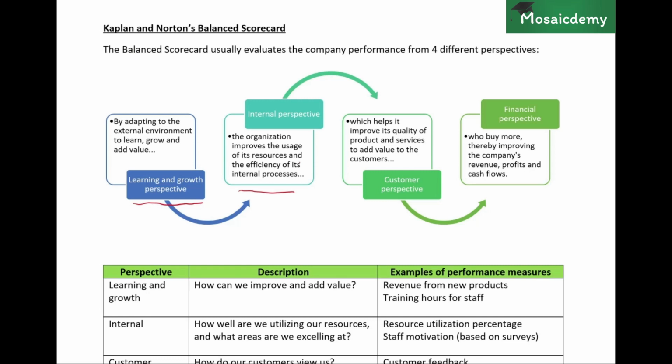After that, this helps the company improve the quality of its product and services and add value to the customers. So this gives us the customer perspective, right? How do the customers view the company? And all of this, if done properly, will eventually result in the customers buying more, improving the company's revenue, profits, and cash flows, which is the main aim of the company, right? And this covers the final perspective, which is the financial perspective. So 4 different perspectives, and they're split up into different parts. So let's just look at these in a bit more detail.